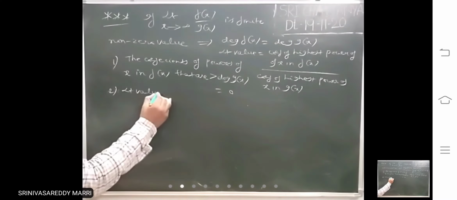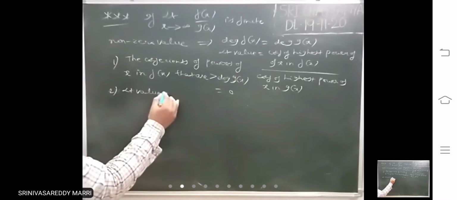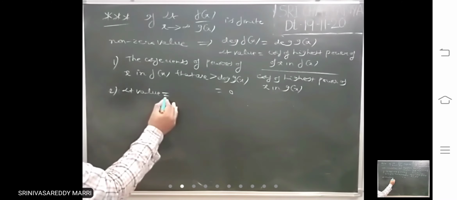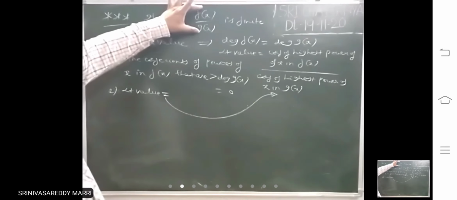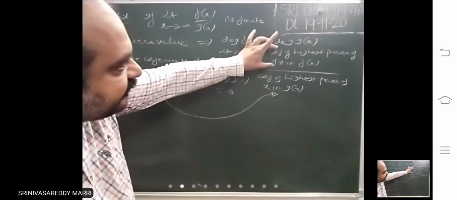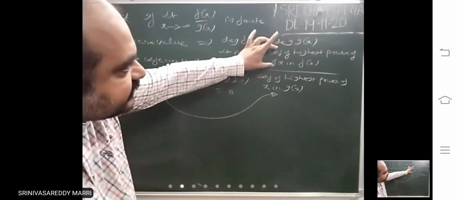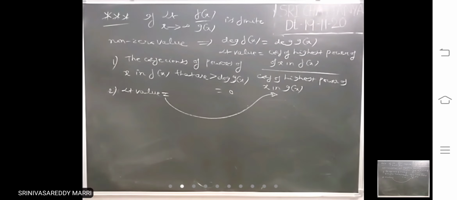And limit value equal to limit value is nothing but the same. This limit value is nothing but, if you equate them, the coefficient of highest power of x in f of x divided by the coefficient of highest power of x in g of x. The main thing is this: if both are of the same degree, the limit value is this only. Look at one model. You will clearly understand if you see a model.